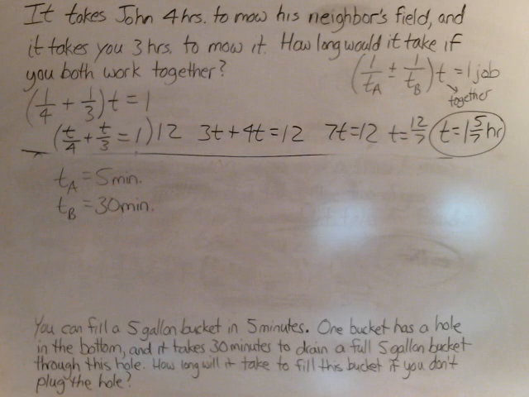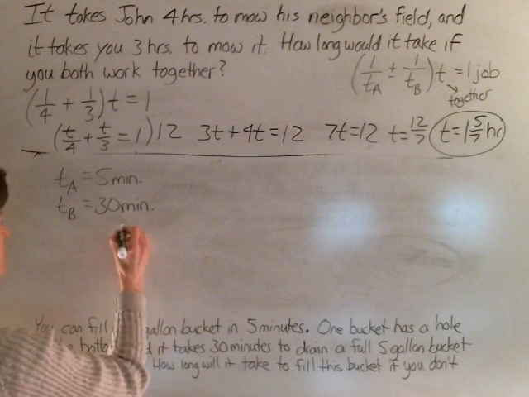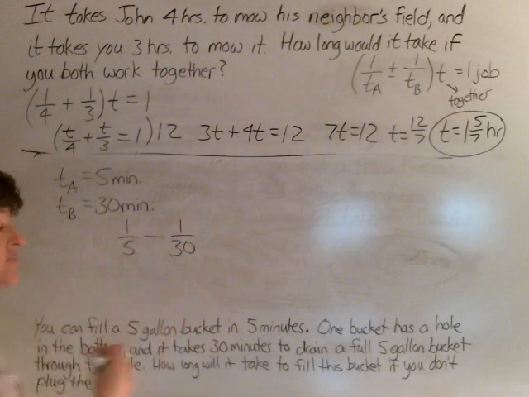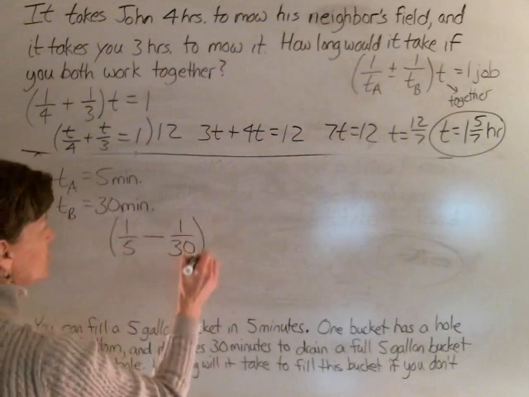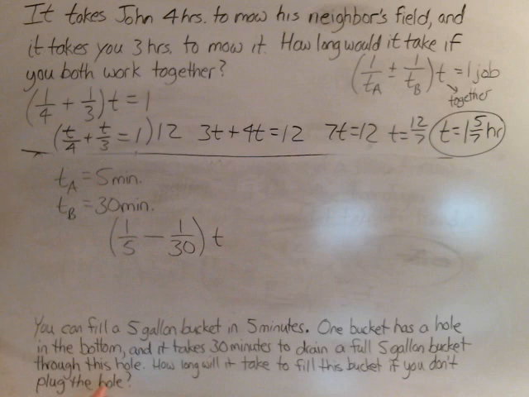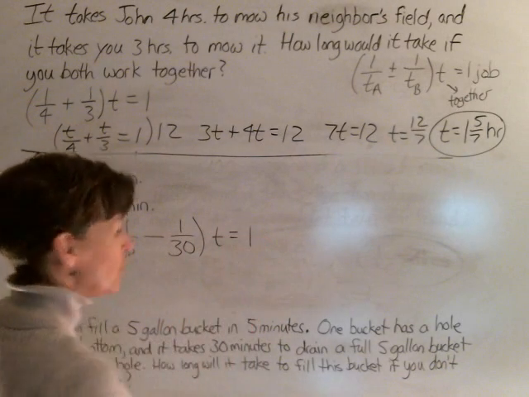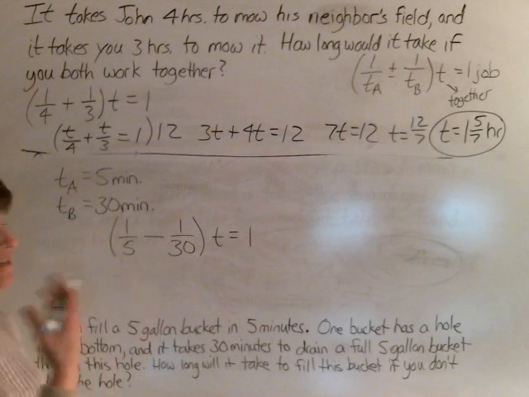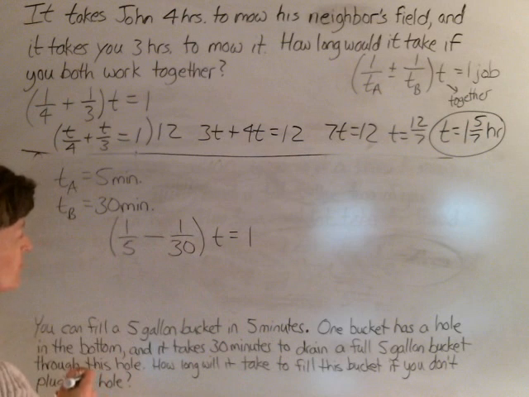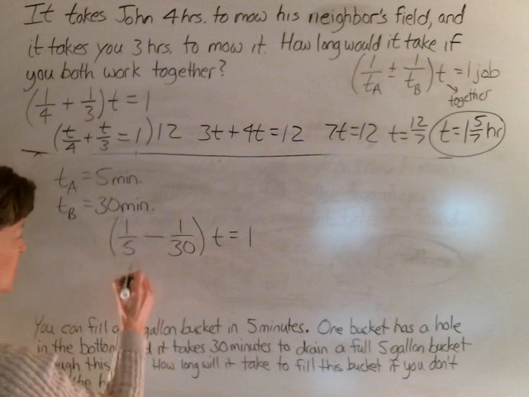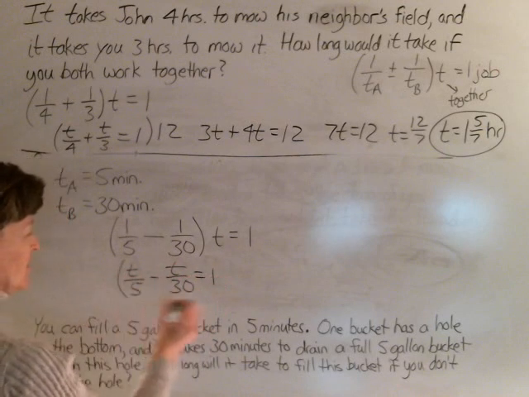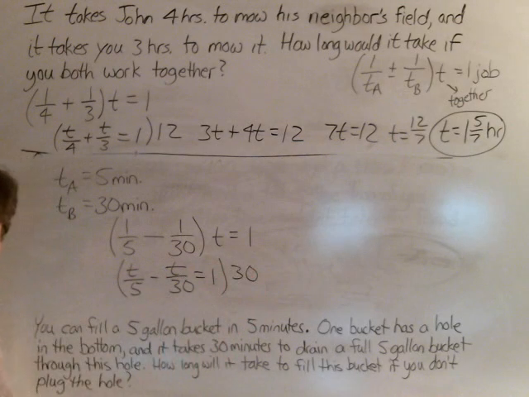So if I don't plug the hole, then both of these things are operating at the same time, and I'm trying to fill the bucket. So my equation this time would look like 1 over 5 minus 1 over 30, because that hole is working against what I'm trying to do, times the time that it takes me when I don't plug the hole, equals 1 full bucket. It doesn't matter that the bucket is 5 gallons. As long as I'm talking about the same bucket throughout, then I don't have to put that 5 gallons in here. So when I multiply through by t, I have t over 5 minus t over 30 equals 1, and my least common denominator is 30, so I'll multiply the entire equation by 30.